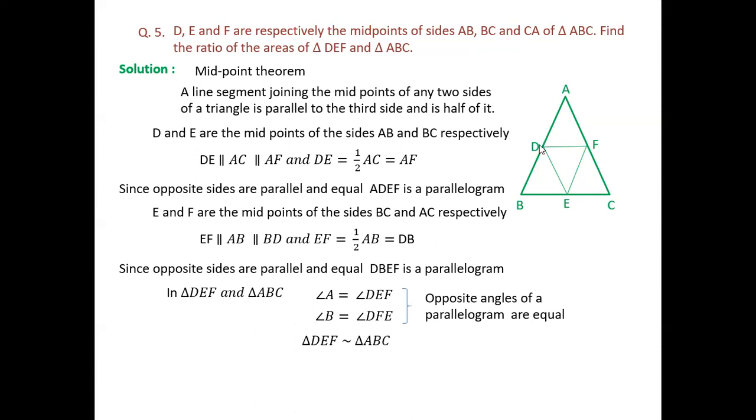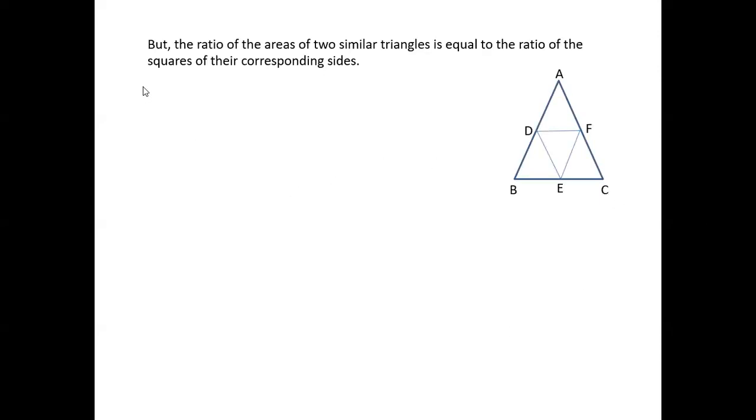Therefore, triangle DEF is similar to triangle ABC by a similarity criterion. So this is your figure, and the ratio of the areas of two similar triangles is equal to the ratio of the squares of the corresponding sides. Therefore, area of triangle DEF upon area of triangle ABC is equal to EF square upon AB square.